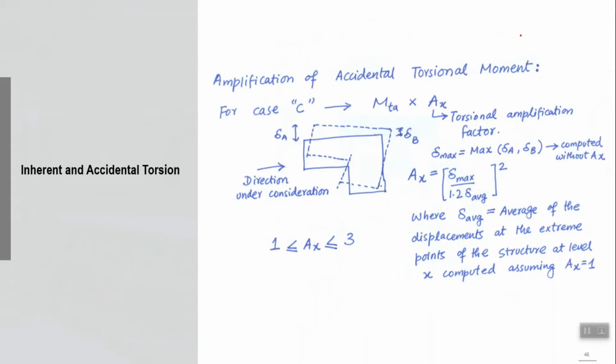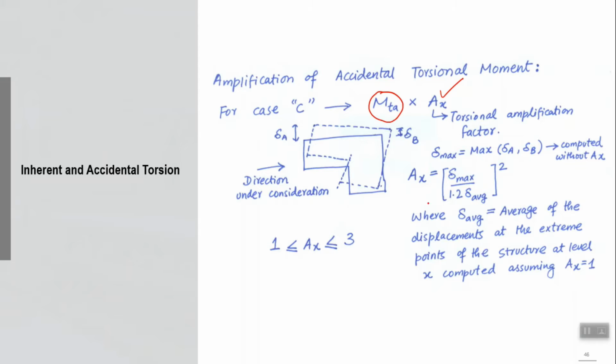There is an upper limit on that accidental torsion also. If your building qualifies for irregularity type 1A or 1B, and if it is located in seismic design category D onwards, then you have to amplify that accidental torsional moment with a torsional amplification factor, and the value of that factor will be this one.